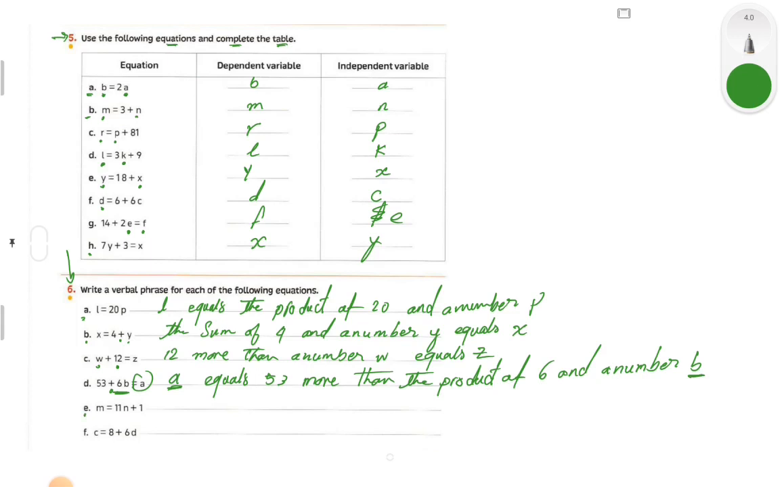Next, M equals 11n plus 1. Now I can start with the product. The product of 11 and n. Okay, more than. So this product plus, I can write it as more than. More than what? More than 1. That means 1 plus 11 times n equals a number m.